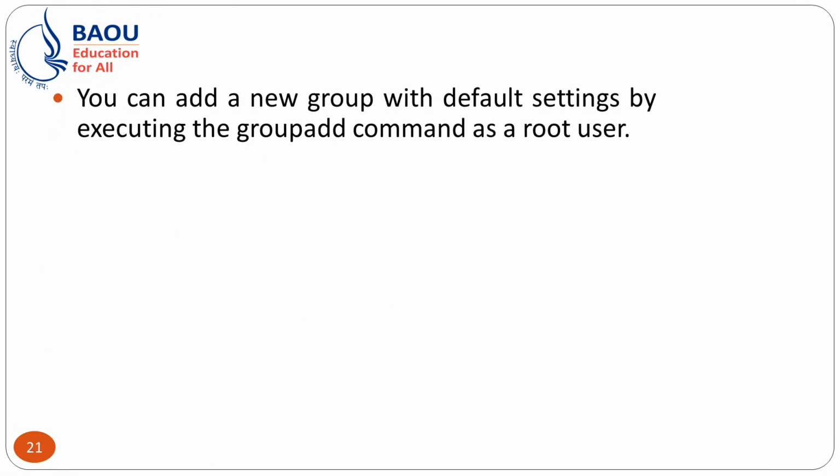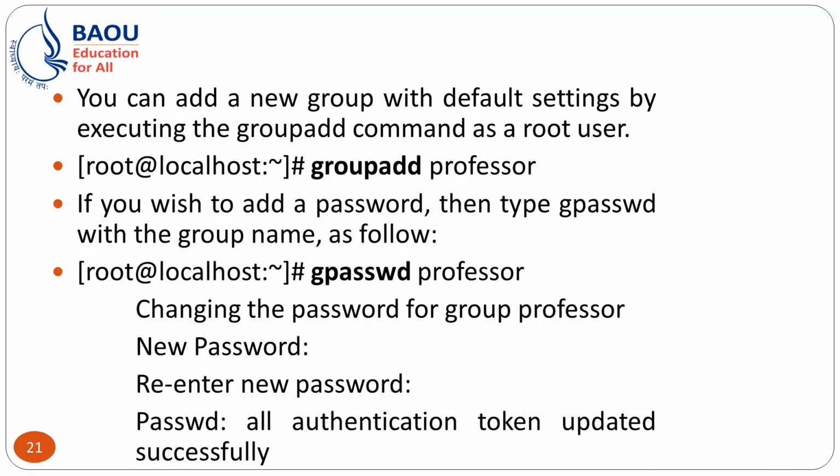So each user is a member of a primary group and of zero or more supplementary groups, right? As we discussed, to create a user there is a command called useradd. In the same way, to create a group you have the command groupadd followed by the group name. You can see on the screen groupadd, and then you mention the group name, so that the group will be created. If you want to assign a password, you can use the same passwd command followed by the group name. You give the new password and retype it. If all of this works properly, your group will be generated, right?